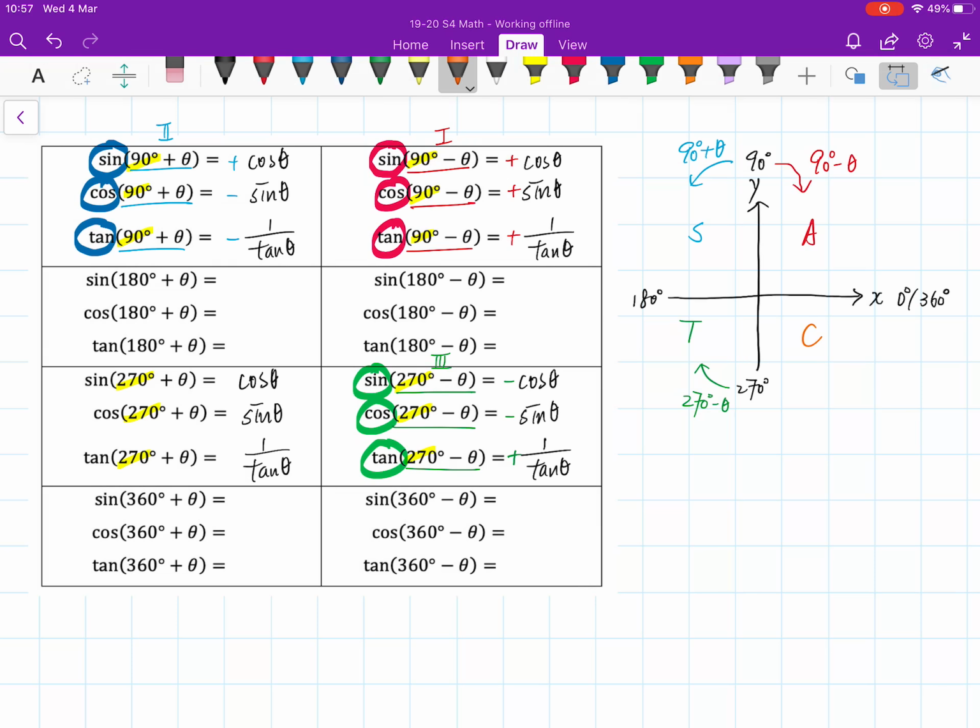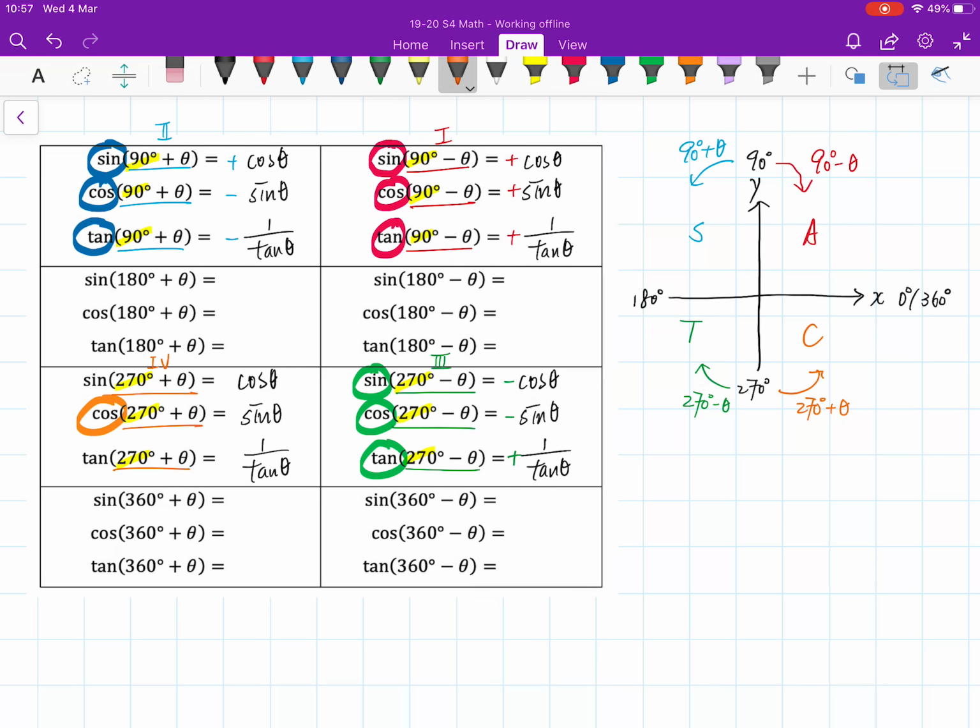And finally, let's come to 270 degree plus theta. Okay, so the angle will fall into quadrant 4, and then in quadrant 4 only cosine is positive, and for sine and tangent, they are both negative. Okay, so these are the two steps.